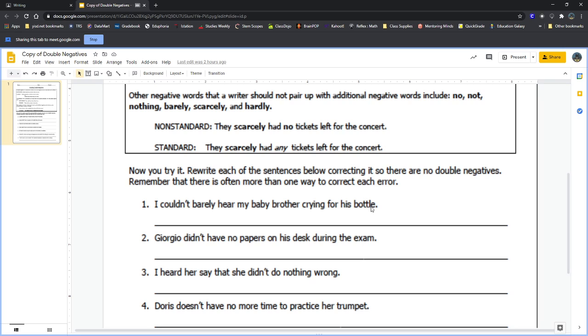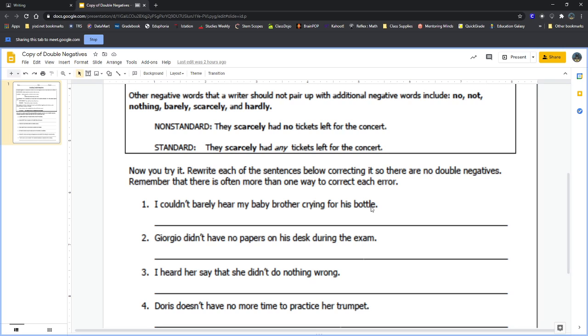Who can tell me, what do you think the double negative is? What are the 2 negative words in that sentence? I couldn't barely hear my baby brother crying for his bottle. What are my 2 negatives there? Violet, what do you think the 2 negatives are? Couldn't and barely.